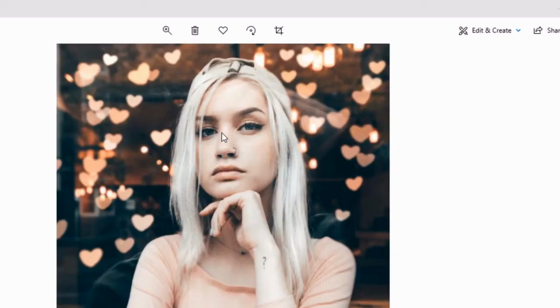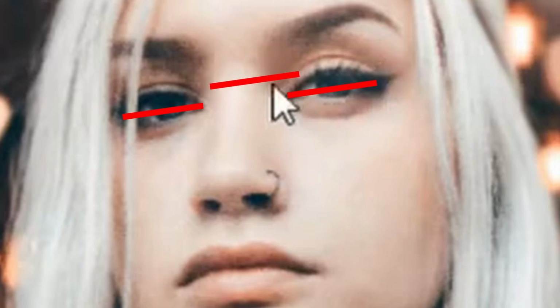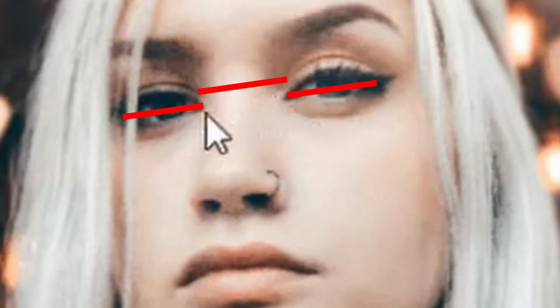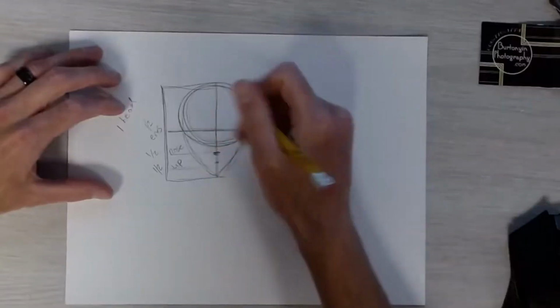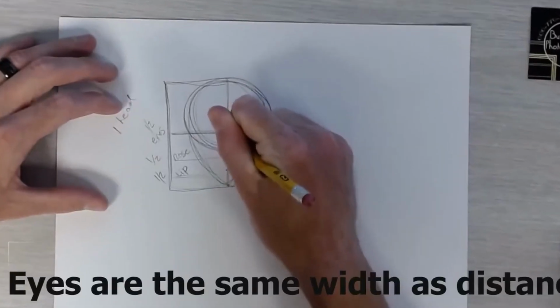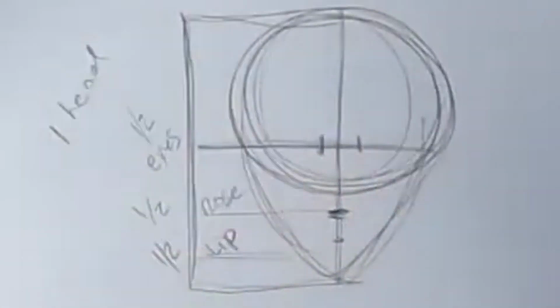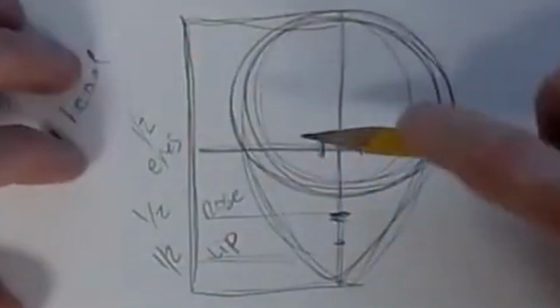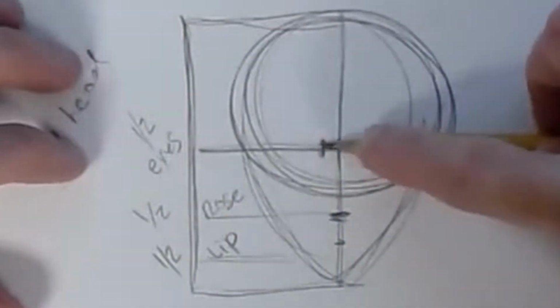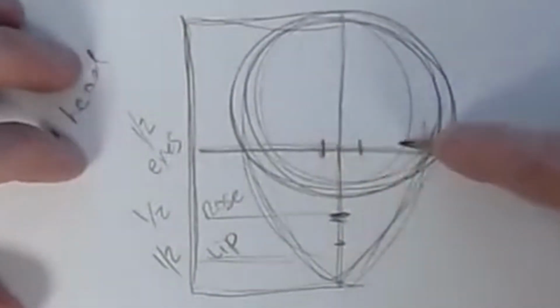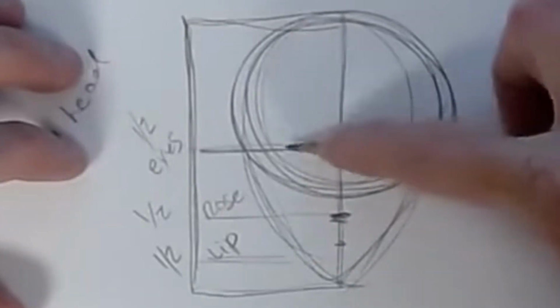Distance between the eyes is actually the same distance as the eyes. So if you were to draw a box around the eye, that box is going to be the same distance from the other eye. We can draw where we think approximately the distance between the eyes is. We can then measure that distance, and we know that the eye stretches from there to there.